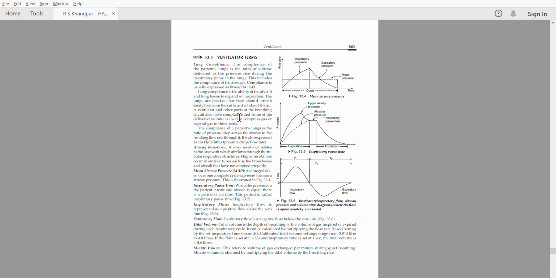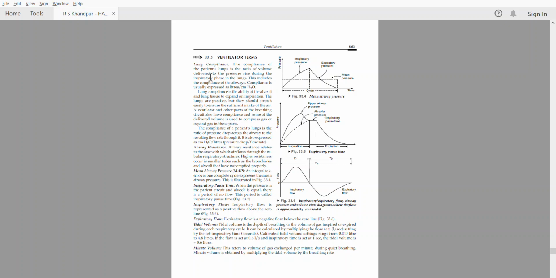Compliance means elasticity, so it is something related to elasticity. Compliance of the patient's lungs is the ratio of volume delivered to the pressure rise during the inspiratory phase in the lungs. So during the inspiratory phase, there is a volume to pressure ratio. This includes compliance of the airways.